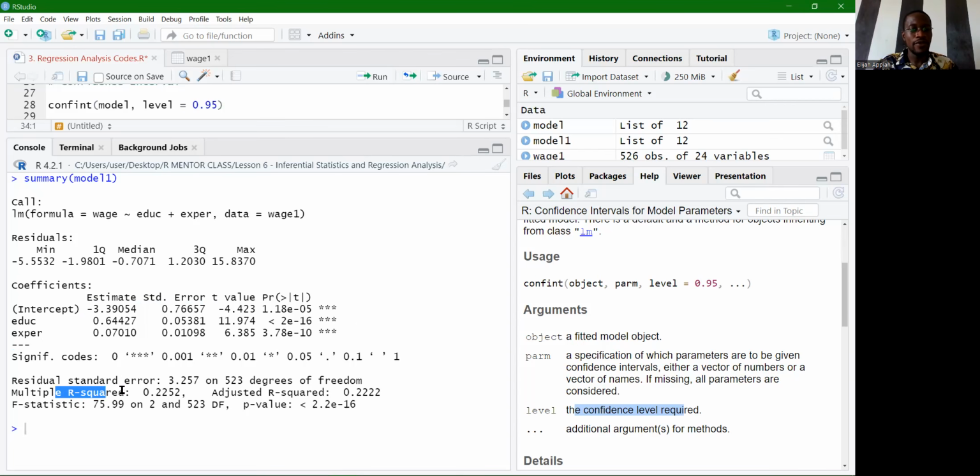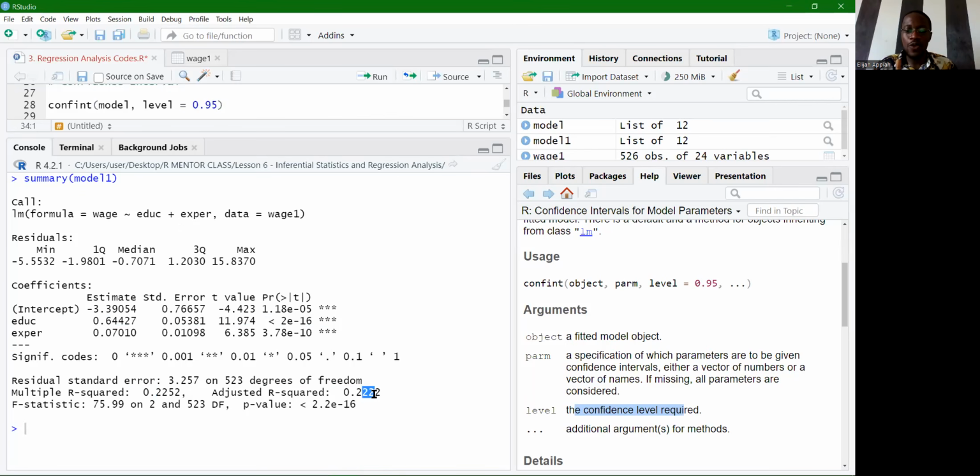Then we do have the R squared. The R squared is 0.2252, which is 22.52% if we convert to percentage, which means that our model with education and experience in there fits the entire data by 22.52%. And the adjusted R squared is 0.2222. It is approximate, because if we round this one to a whole number in terms of percentage, it will be 23, but this one is 22.